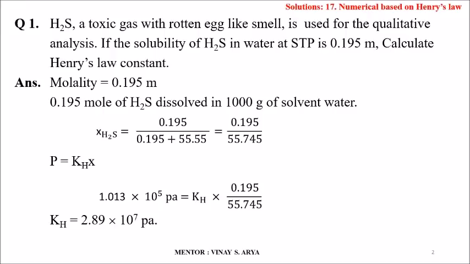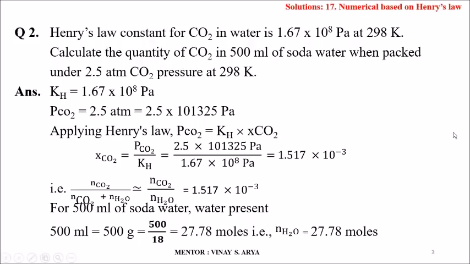Now P is equal to KH into X, that is known to us. So 1.013 into 10 to the power 5 Pascal is equal to KH into 0.195 upon 55.745, which we have calculated in the previous step. So when we simplify it, take the right hand side 0.195 upon 55.745 to the other side, KH becomes equal to 2.89 into 10 to the power 7 Pascal, which is the desired answer for this numerical on the simplification of this relation which we have taken prior to this.